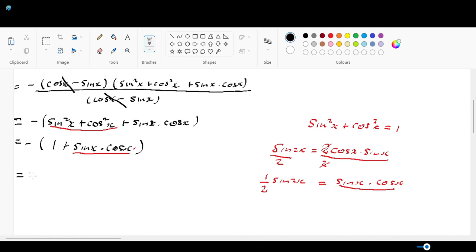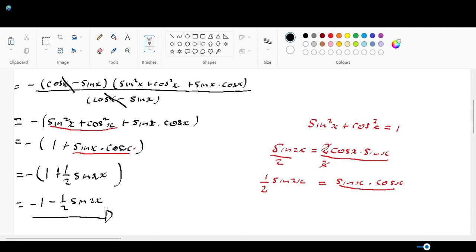We can say this minus 1 plus, we have not 2, but half. By the way, this now is equal to half sine 2x. There we go. And then we multiply by our negative to remove the bracket. We have minus 1 minus half sine 2x. That is our final answer, guys.